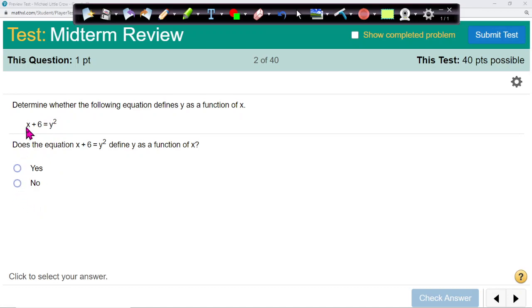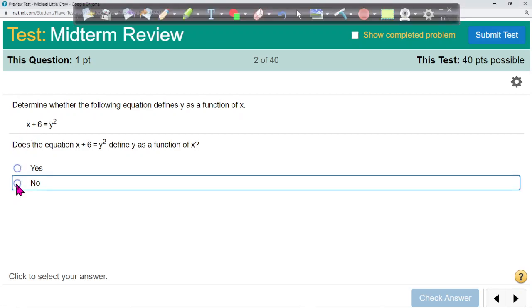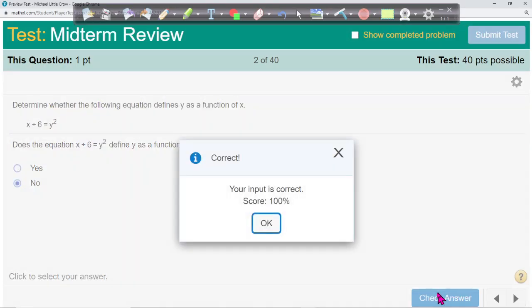X can basically be anything it wants, and we're focusing with this question on the y. Okay.